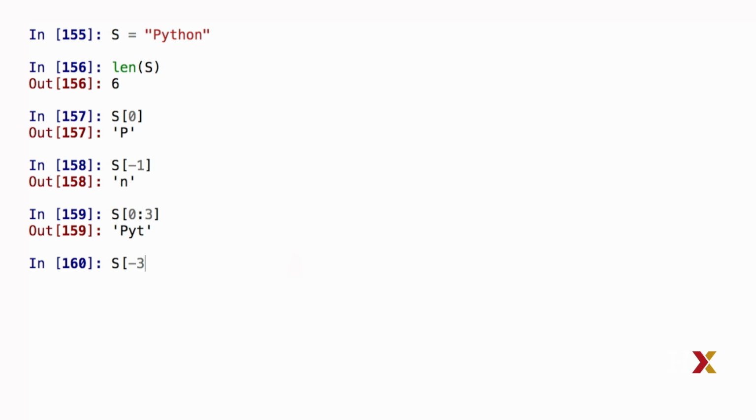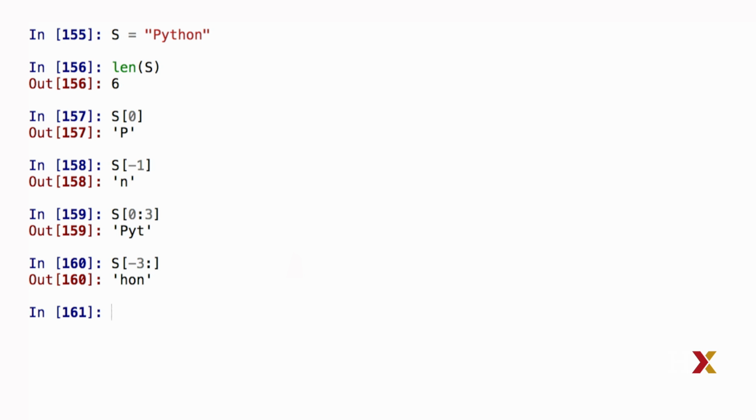I can also do slicing using negative indices. So for example, if I type s[-3:], Python will give me the last three characters in that sequence, in that string, which are H, O, and N.